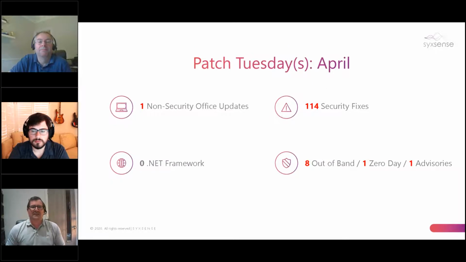Okay, so let's take a look at our patch Tuesdays for April. If you've been here before, you know that there is actually more than one patch Tuesday in a month. There's actually 3 or maybe more. In the first week of this month, we had just one non-security Office update, which was for Microsoft Office 2016. And yesterday we had 114 security fixes, which we will go through with you very soon.